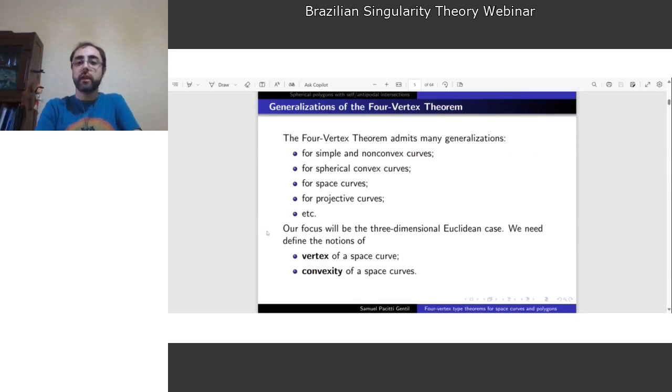Okay, since we want to generalize this theorem into the three-dimensional case, we must define what it means for a point of a space curve to be a vertex, and how we can define convexity for space curves. Because in this case, there's no such thing as the interior of the curve. We are dealing with curves in space.